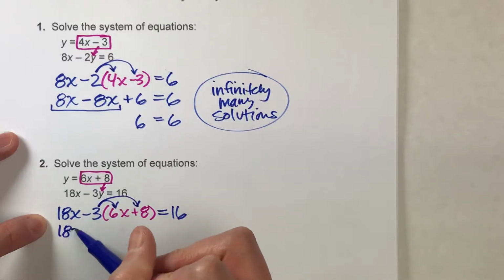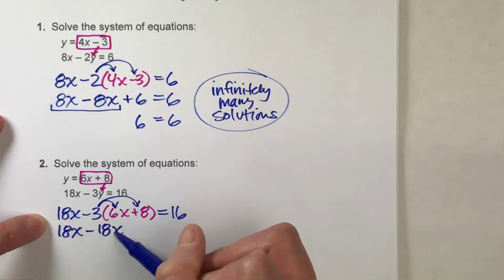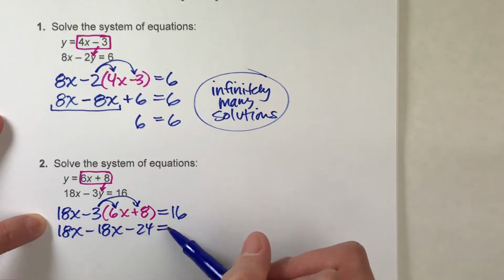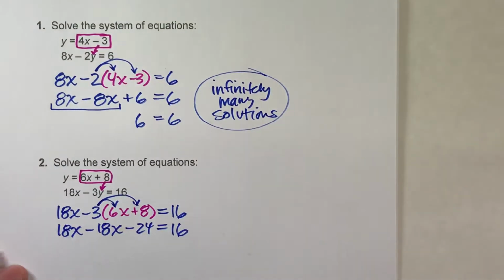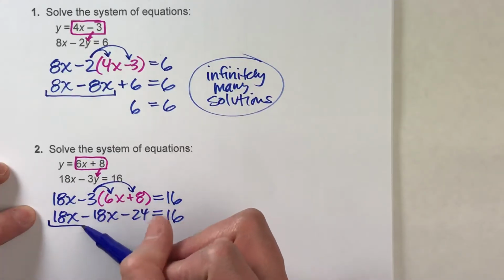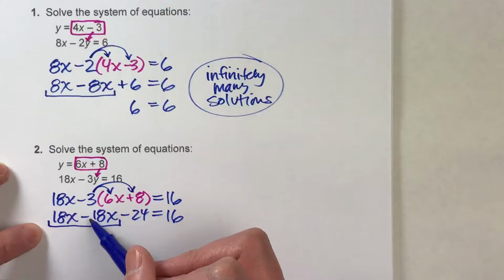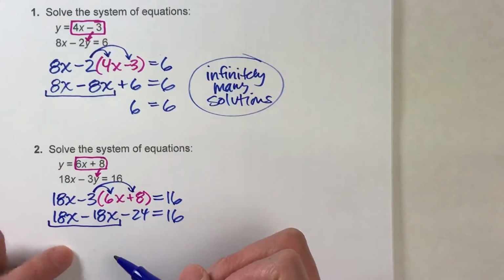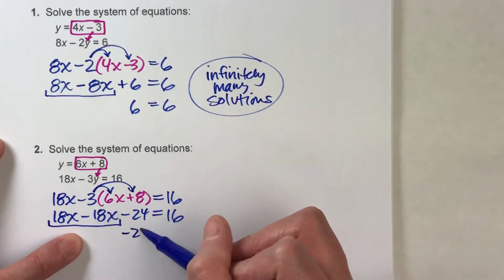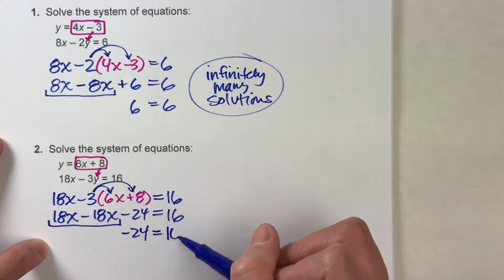All right. Now, simplify using the distributive property. So my 18x drops down, but negative 3 times 6x is negative 18x. And negative 3 times 8 is negative 24. Drop down my equals 16. Now, just like before, we've got x's on the same side, so we're going to combine our like terms, and look what happens. 18x's minus 18x's is nothing, is 0, no x's. So all that's left over on the left side is negative 24. All that's left on the right side is 16.